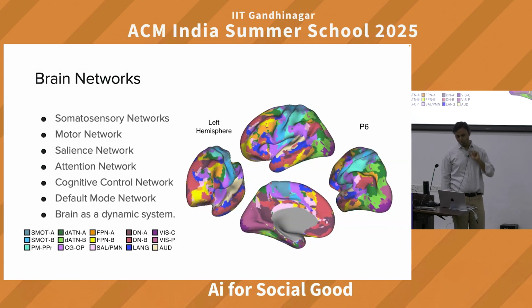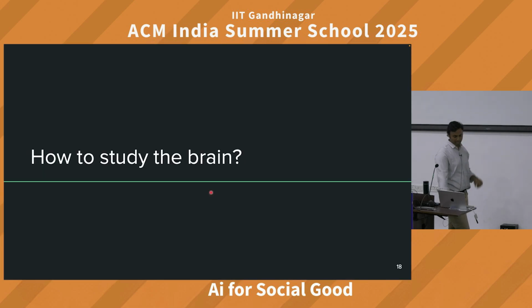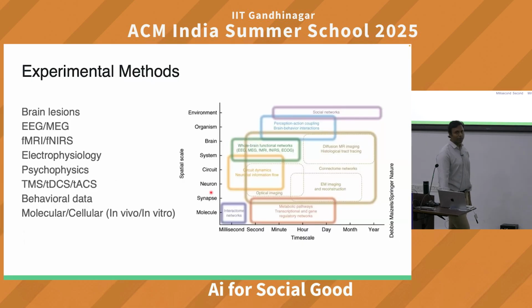So now talk about how we really study the brain. We have a lot of experimental methods. This figure shows it very nicely. You have time on the x-axis and the spatial scale on the y-axis. So you can study at the level of the molecule at a millisecond level, or you can study at the level of the organism, social network level.